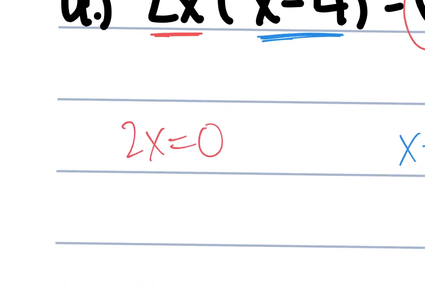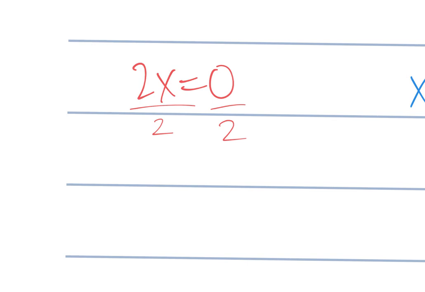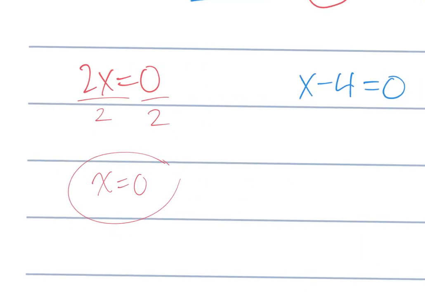How would we solve 2x equals 0? What would we do here, Isa? Divide by 2. Not 2x, just 2. So when we divide by 2, what's 0 divided by 2, Isa? 0. So x equals 0. That's one of our answers. Circle it. And then for the second one, we have x minus 4 equals 0. Shayla, what would you do there? Add 4 to both sides. Good. We get x equals 4. So our two solutions are x equals 0 and x equals 4.